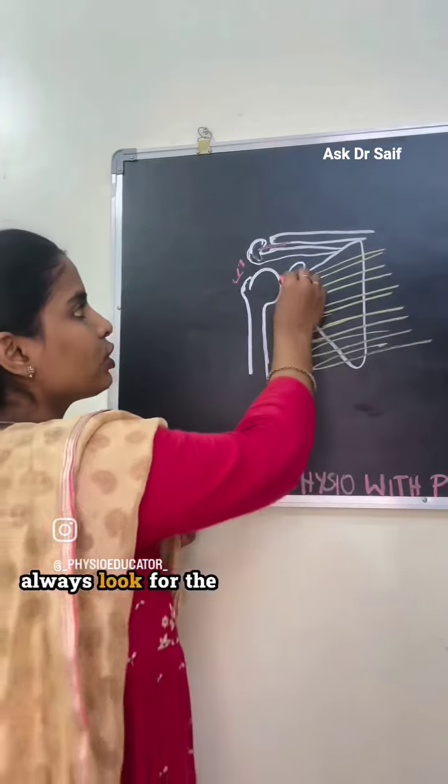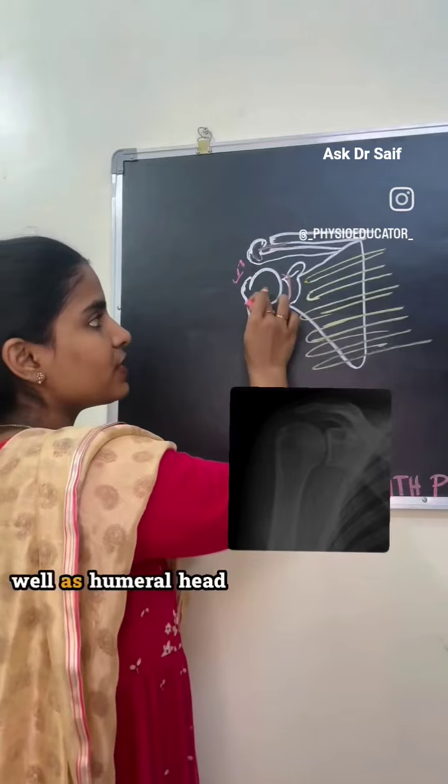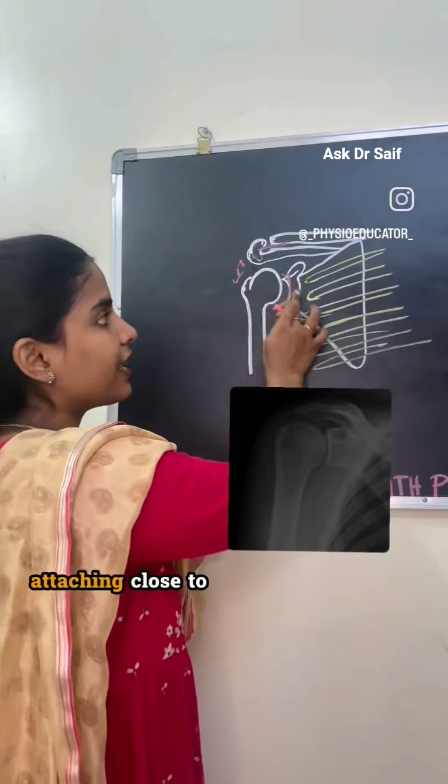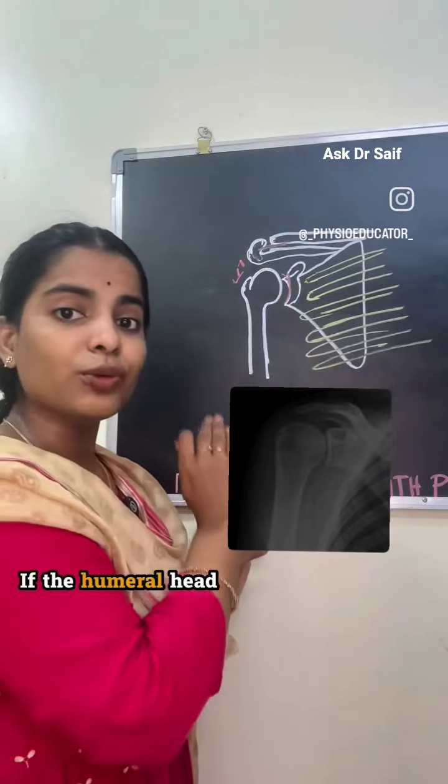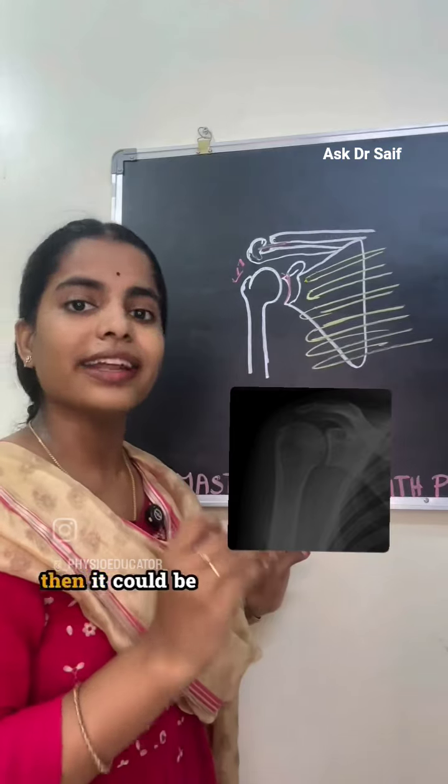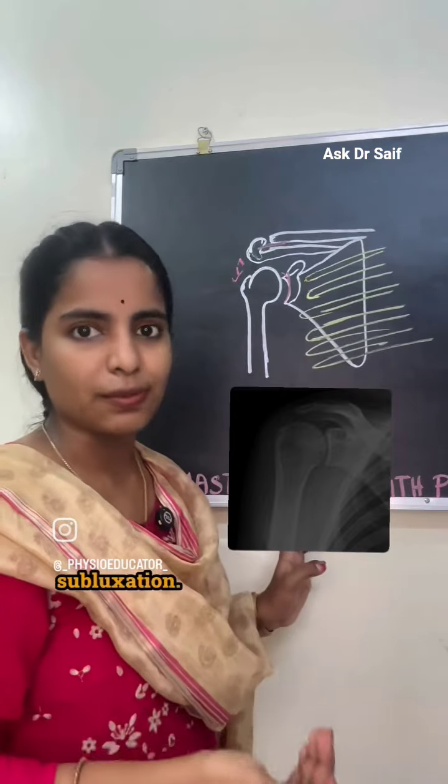Third one, always look for the glenoid fossa as well as the humeral head. If the humeral head is not sitting on the glenoid fossa, close to each other, then it could be because of dislocation or subluxation.